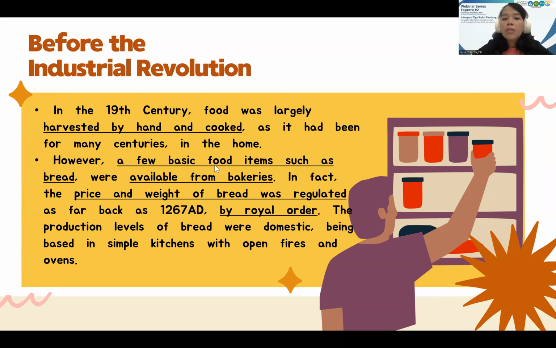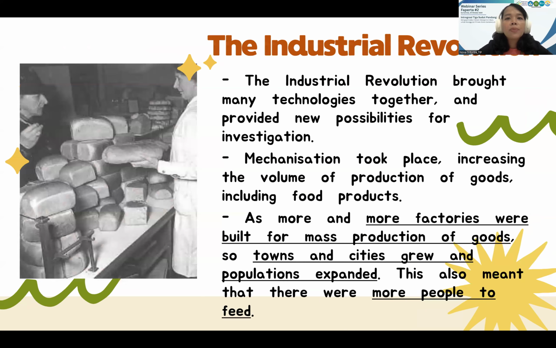However, a few basic food items such as bread were available from bakeries at the time. In fact, the price and the weight of bread was regulated by royal order. So there was not much bread that could be eaten by normal people, and the production of bread was domestic and baked in simple kitchens with open fire and also ovens.